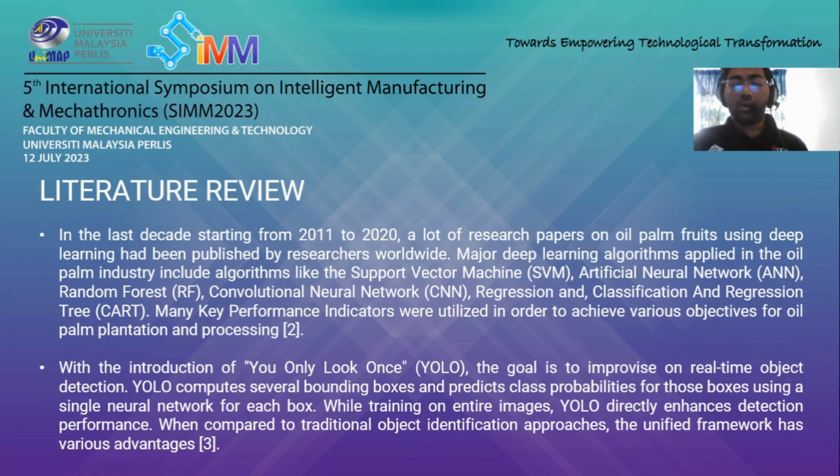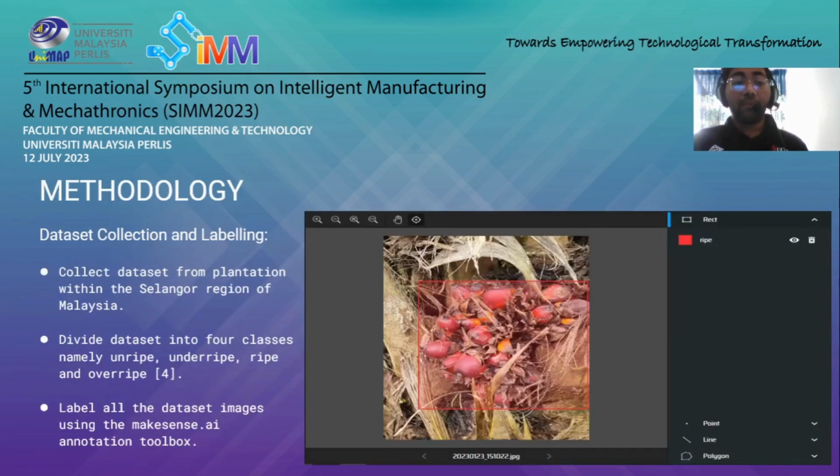Alright, moving on. Then we have the methodology. So, first, our task was dataset collection and labeling the dataset. We collected the dataset from a plantation within the Selangor region of Malaysia. We divided the dataset into four classes, namely unripe, underripe, ripe, and overripe. Lastly, we labeled all the dataset images using an annotation toolbox.